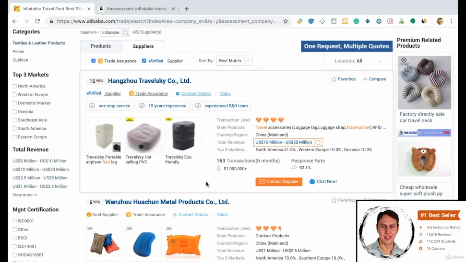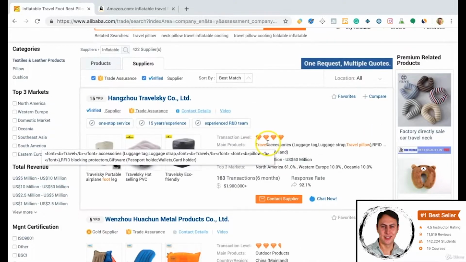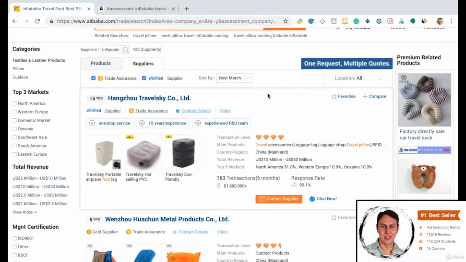There is a main product category. It is a vitally important part. The main product of this supplier is travel accessories. Why am I saying so? Because our product is also a travel product. This is a product related to traveling. This supplier is selling travel products mainly. It seems like a manufacturer that we are looking for. Our goal must be to find something like this.